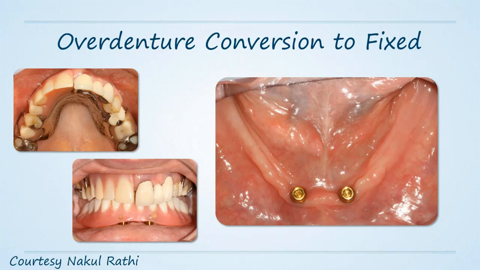Maybe the patient can't afford a fixed bridge. Maybe they want to do a 4 implant overdenture. Pop 2 more in later. Bingo. You've just made that patient really happy. But in this case, we're going to go to a fixed prosthesis.